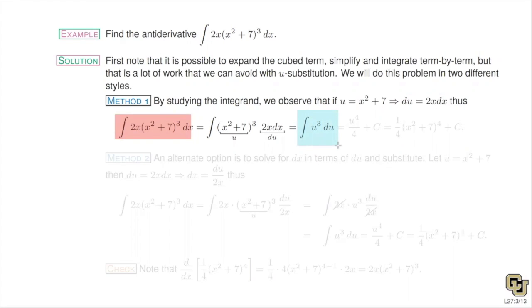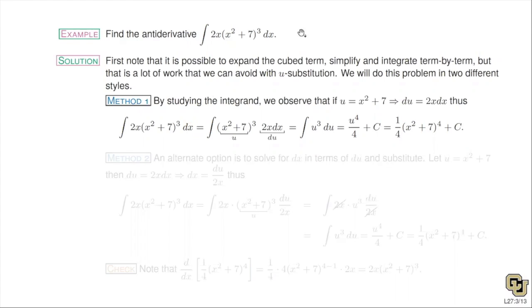And u cubed, I know the antiderivative of. That's u to the 4th over 4 plus c, right? This is the indefinite integral. Finally, as I mentioned before, the original problem is in terms of the variable x. So I need to go back to the original variable x. So right here, the u to the 4th, I'm going to replace with x squared plus 7. So when I do that, I get my final answer here. Here's our antiderivative worked out using so-called u substitution.